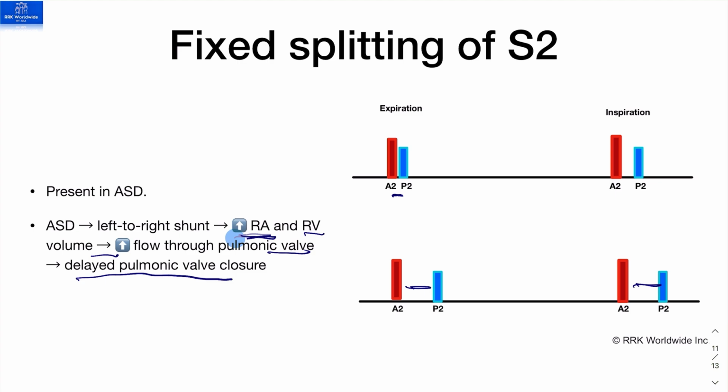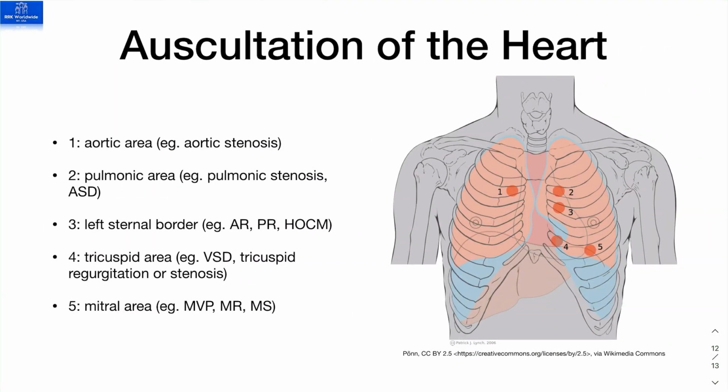Okay, so wait a moment. You explained the wide fixed splitting in the perfect way, but I have one more question for you. Is the wide fixed splitting the only auscultatory finding in an ASD? Because I've heard otherwise. Yes, that's true. There is another finding that we'll discuss now in the next slide. And this is also quite important.